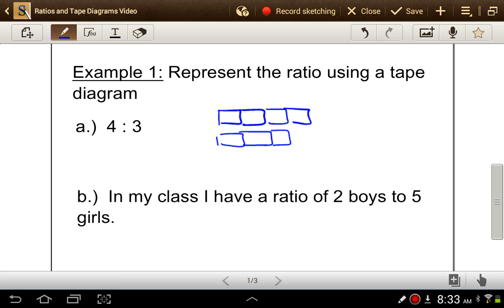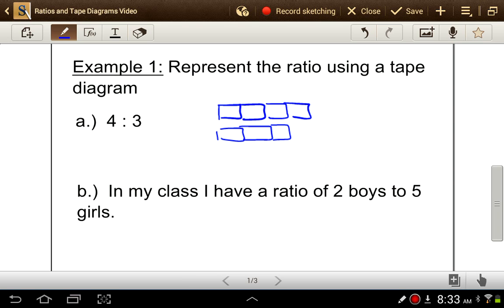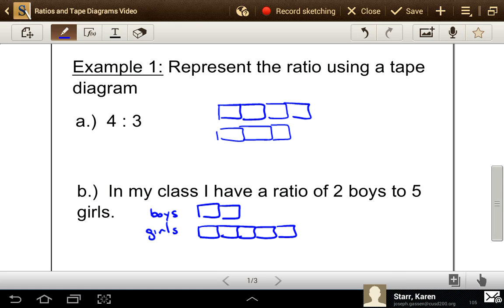Okay, in example B, in my class I have a ratio of 2 boys to 5 girls, so I'm going to put the boys on top. If there's a name or a label to it, I want you to write that down so we know which one is which. So the boys is 2, the girls is 5, so I'm going to do 1, 2, 3, 4, 5. So it's a good visual of the relationship, and again, each section represents the same amount. In this case, they each mean 1. 1, 2 for the boys, 1, 2, 3, 4, 5 for the girls.